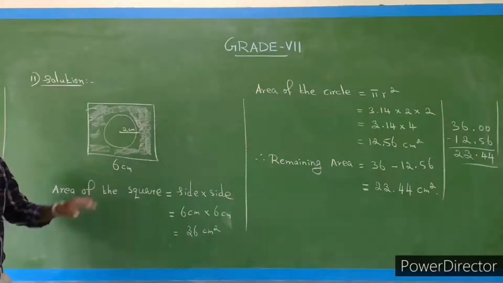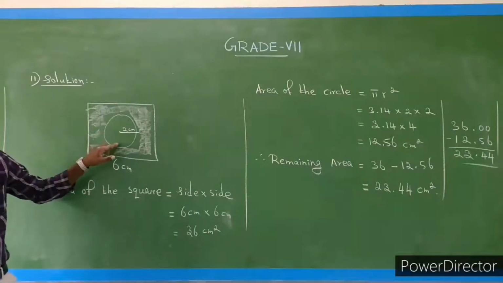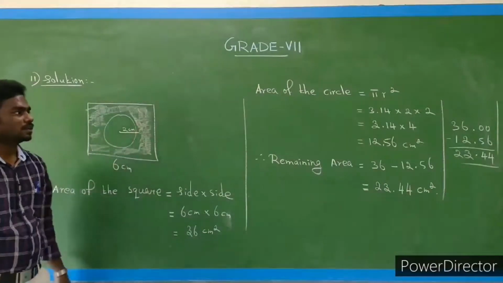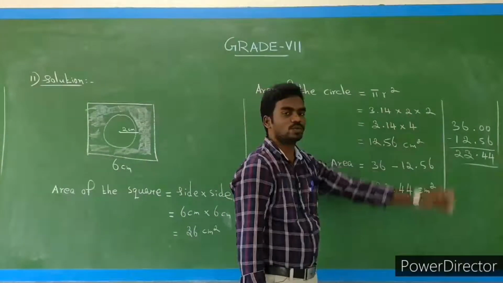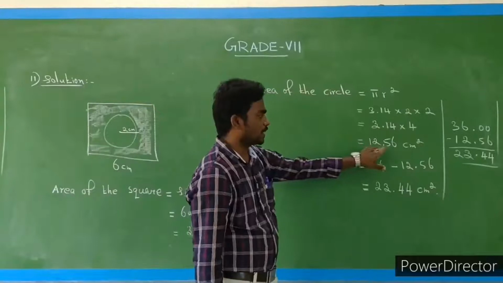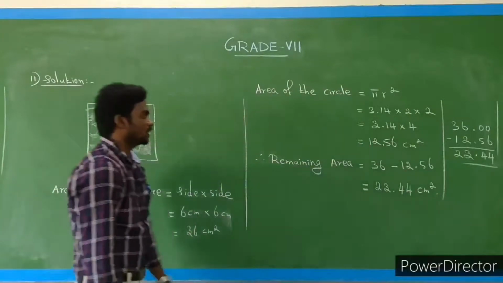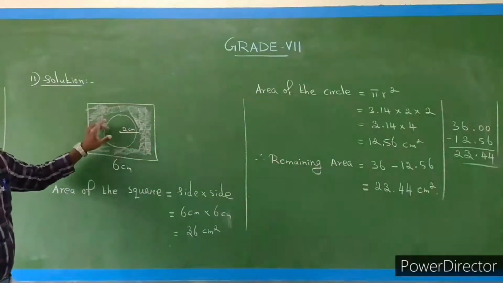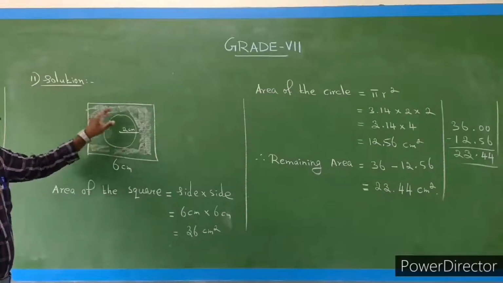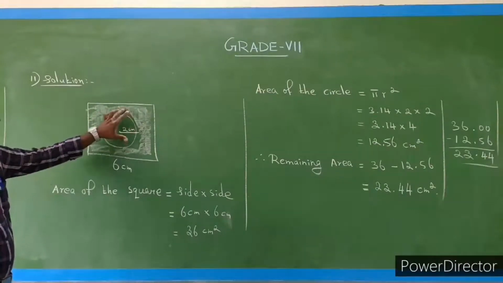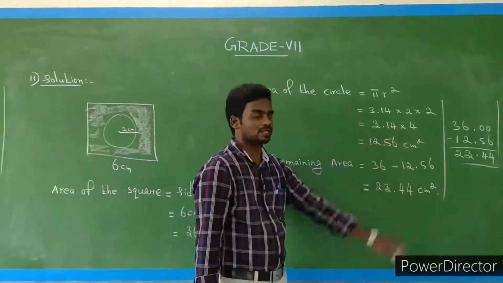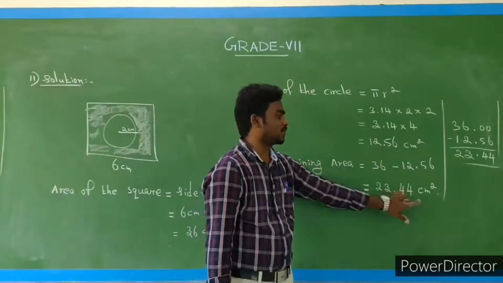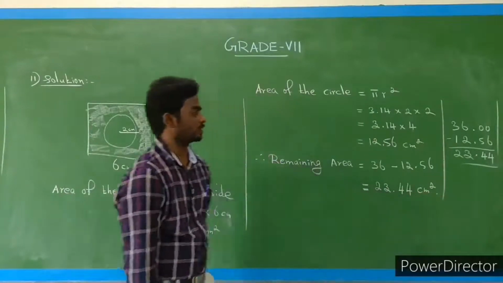Next we have to find the area of the circle. What is the formula for area of the circle? Pi r square. So pi value is 3.14 into r square value is 2 into 2. So the value is 12.56 centimeter square. We have to find the remaining area of the square. So remaining area of the square, how to find this? Area of the square, that means 36 minus area of the circle 12.56. So the value is 23.44 centimeter square.